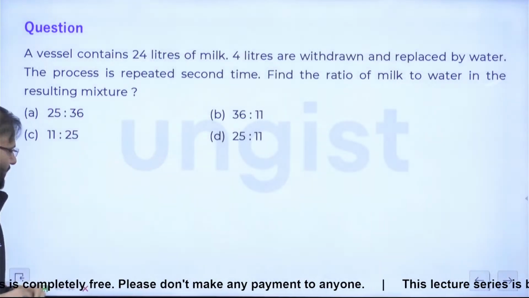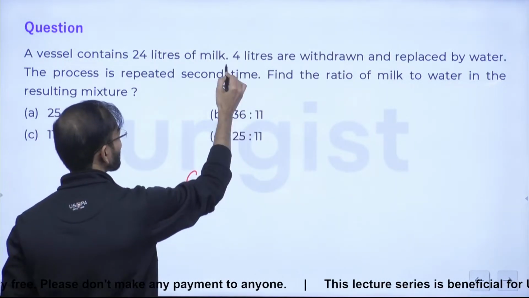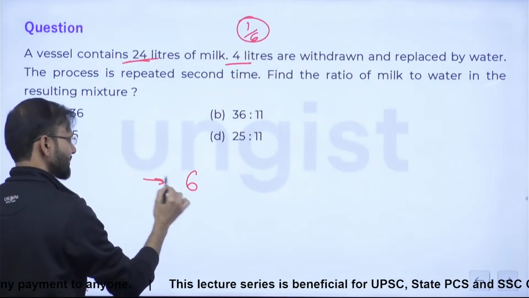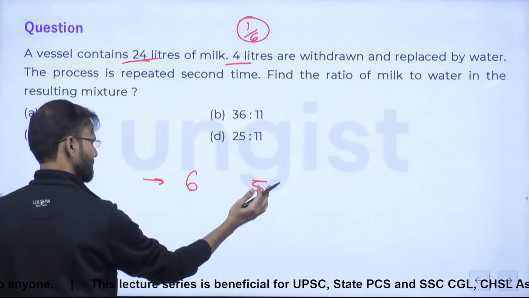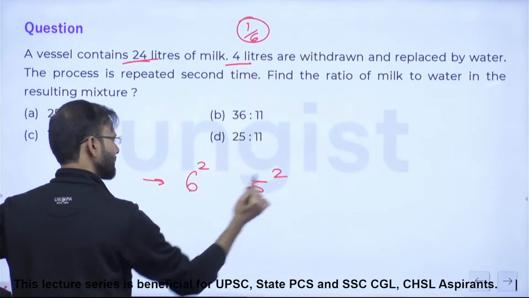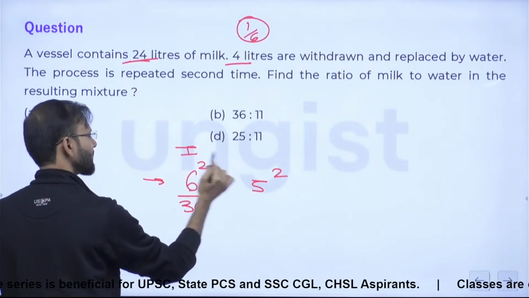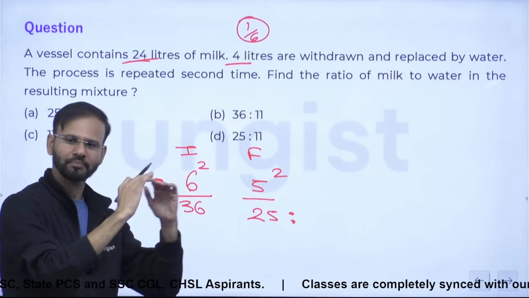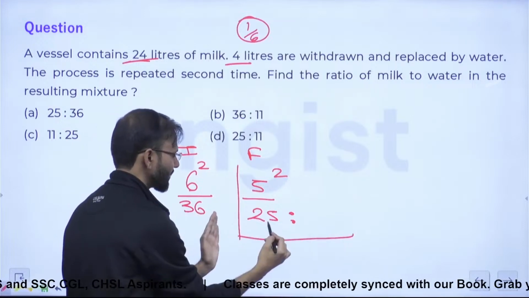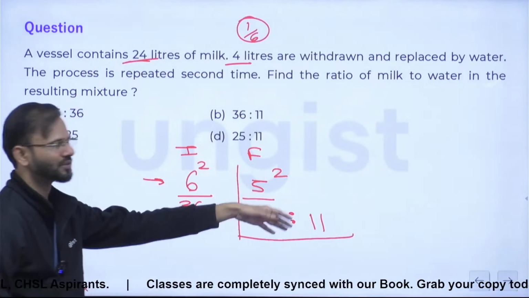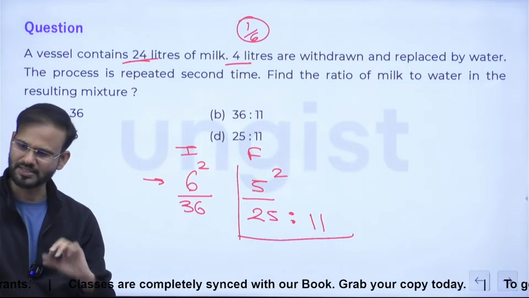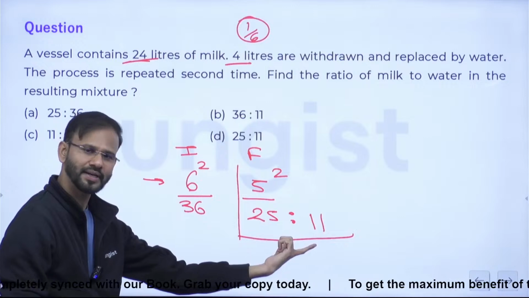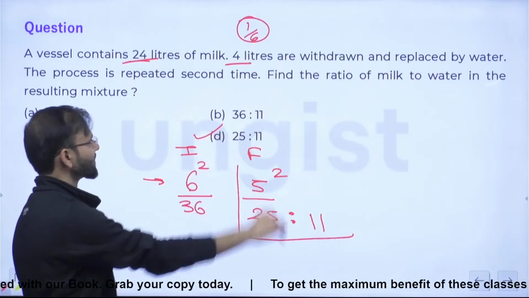Very good. See guys, 6. Why? Because this is 1/6 with respect to this. So the initial quantity you assume as 6 and it becomes 5 after the reduction of 1/6 of it. Since the operation is done 2 times, this is 36. So initially it was 36 and finally it is 25. And since you fill it to the brim every time, 25 is milk and the rest is water. So this is 25 is to 11. It is clear? Because the sum has to be 36 all the time. So this is the answer.